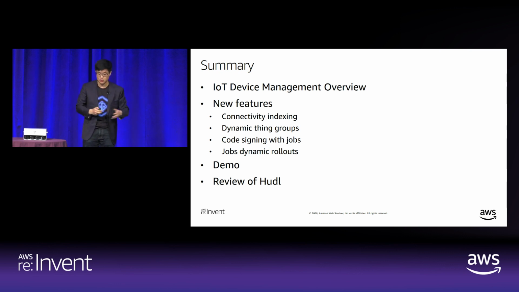We talked about code signing with jobs, which enhances the security of your different devices by being able to validate that it is you who's sending out that device update before your device executes it. And then jobs dynamic rollouts, giving you new fine-grained controls for slow deployment and for setting up abort thresholds or failure criteria, so you have more minimization and mitigation for potential bad updates, to reduce the blast radius of a device update.